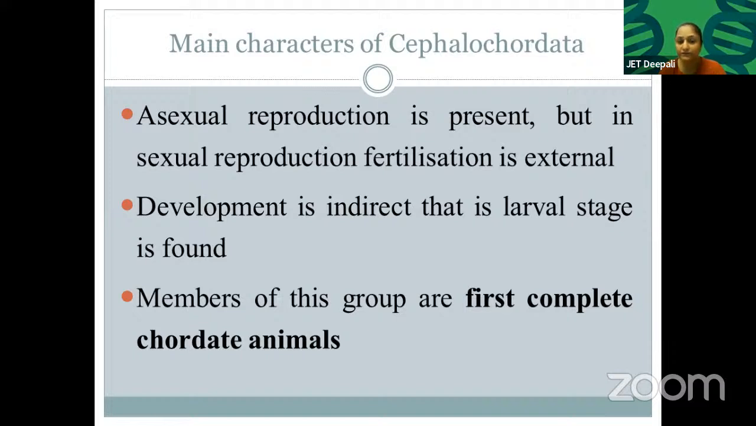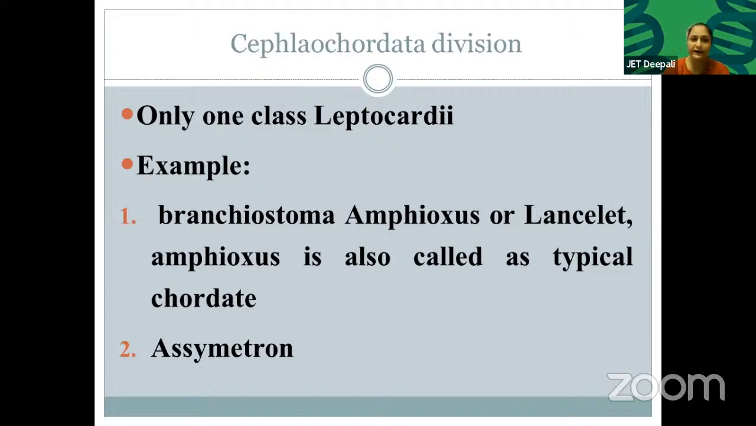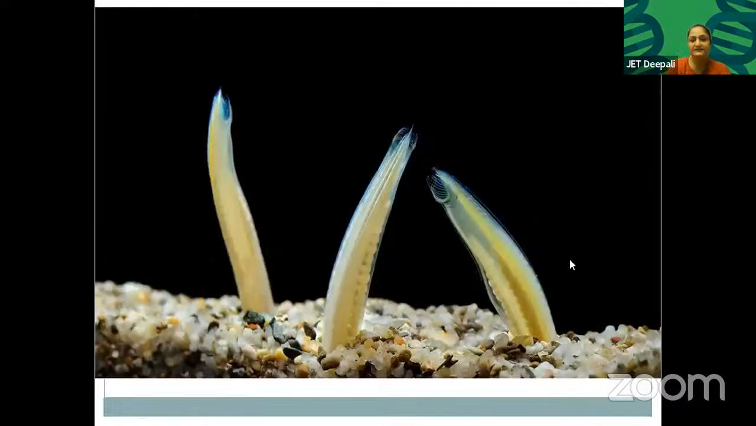Members of this group are the first complete chordate animals. So these are called the first complete chordate animals. Cephalochordata division has only one class, Leptocardia. Example, Branchiostoma, Amphioxus or Lancelet. Amphioxus is also called a typical chordate. And the second example is Asymmetron. I will show you the diagram of it. This is Amphioxus. You can see they are present in the shallow water.